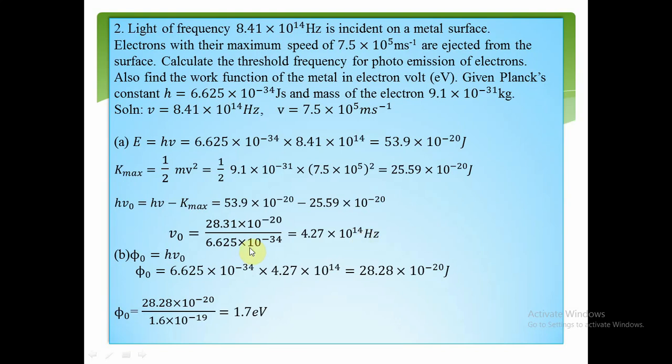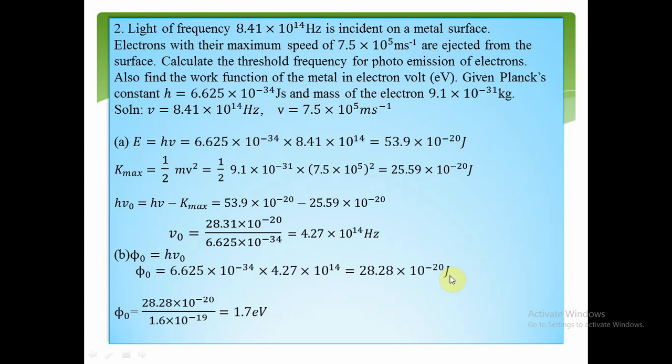And the second, they asked to calculate the work function. That is, work function is equal to h nu naught. The value of h is given as 6.625 into 10 raised to minus 34, and the frequency we have calculated here, 4.27 into 10 raised to 14. After the simplification we will get 28.28 into 10 raised to minus 20 joules.